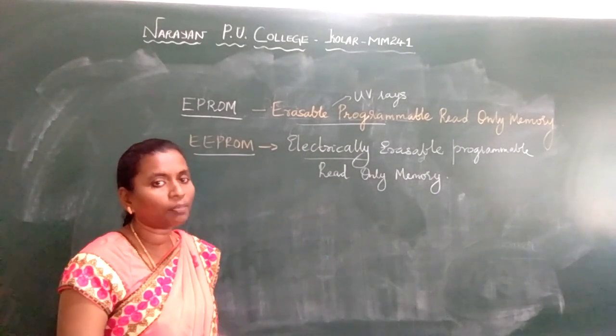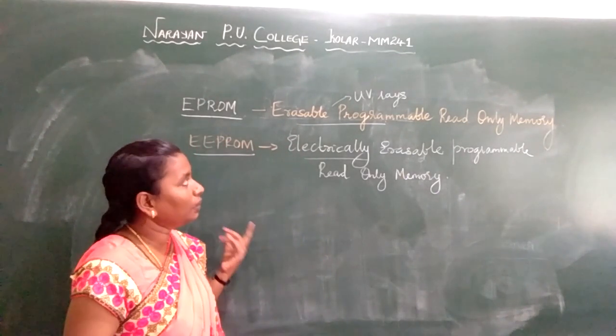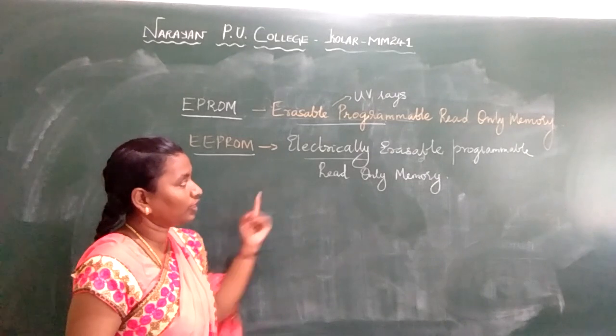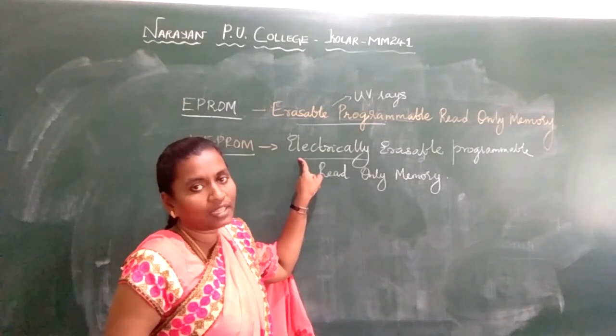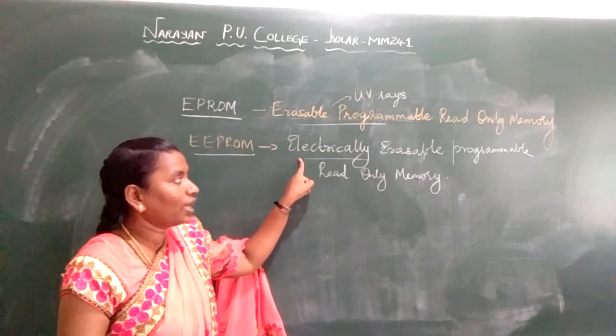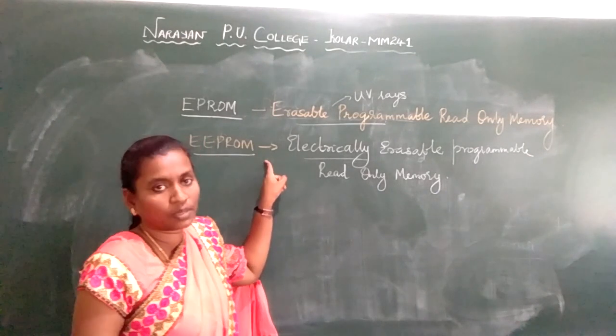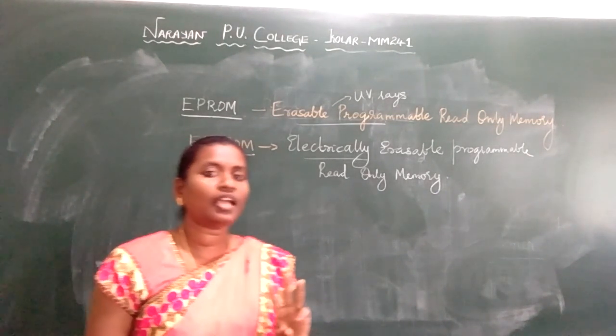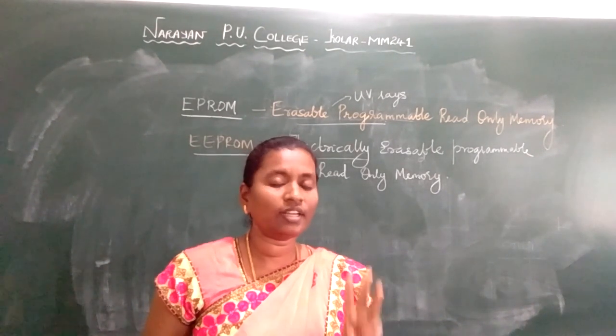Here in EPROM and EEPROM, the chip can be reburned with the help of UV rays and with the help of electrons. With the help of electric charge, you can reburn the chip. So we have seen three types of ROM.